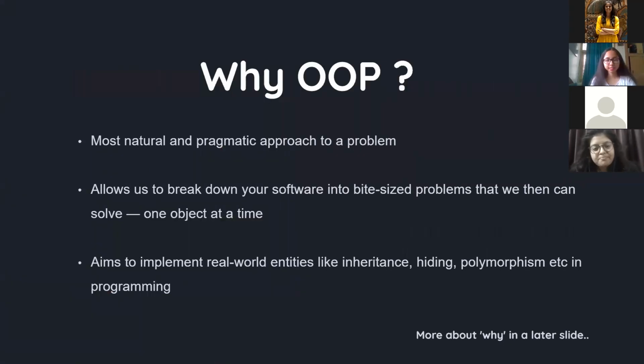The next important question is why object-oriented programming. Whenever we start learning OOP, we often question that, we know about procedural programming, we know about functional programming, then why object-oriented programming? What is the use? In fact, there are many developers who do not like object-oriented programming, and they think that it's overhyped. But the answer to this is that object-oriented programming is the most natural and pragmatic, which means the most practical, way to approach a problem. And that is why object-oriented programming is more preferred when it comes to real-world implementations.